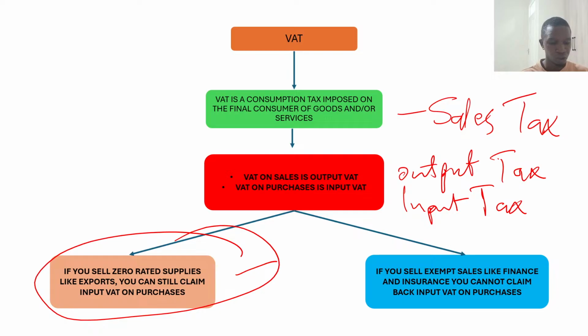All right. So that's the mechanics of how VAT works. All right, let's move on. Then if you are in an industry where you sell exempt supplies, like providing a service in finance and insurance, you cannot claim back input VAT. You will not be able to claim the VAT that you used on purchases in your business. It will just be a cost to you.